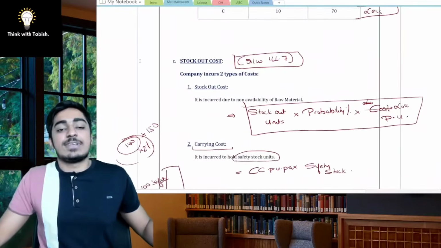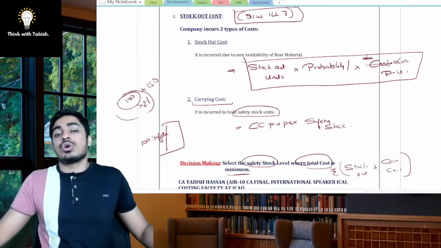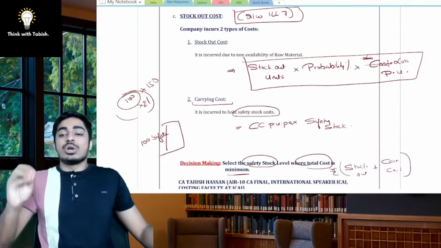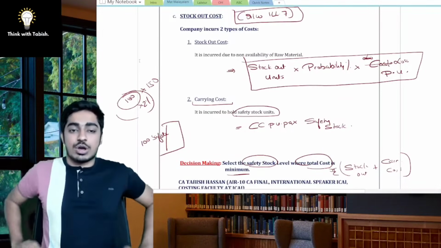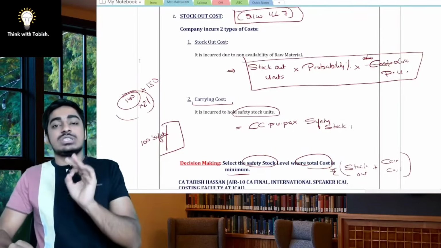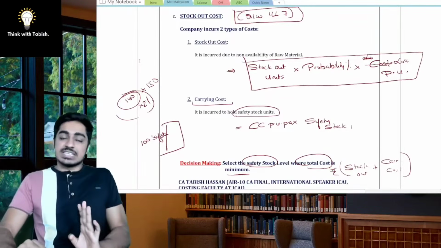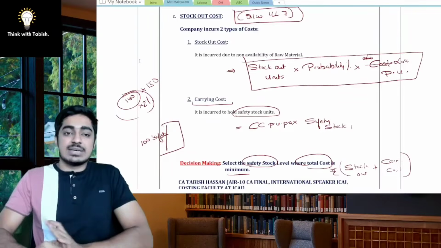Then we have one final concept, stock out cost. What is it? This is the total cost the company is incurring because of stock out. We have one typical question in the study material. We have illustration number 7, a very important question from the exam perspective.